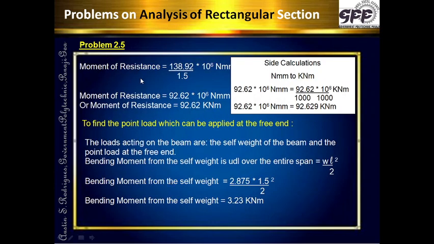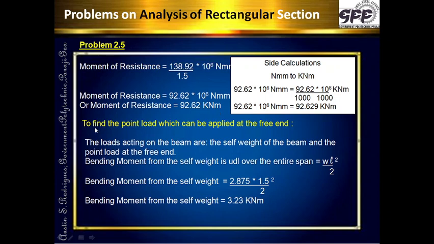Now going further, moment of resistance can be found as 138.92 into 10 raised to 6 Newton mm divided by 1.5. This 1.5 is the load factor. So moment of resistance is equal to 92.62 into 10 raised to 6 Newton mm. Converting this into kilonewton meter, we divide by 1000 from Newton to kilonewton, and by another 1000 from mm to meters. So, as in the previous cases, 92.62 into 10 raised to 6 Newton mm becomes 92.62 kilonewton meter. We have got the answer.